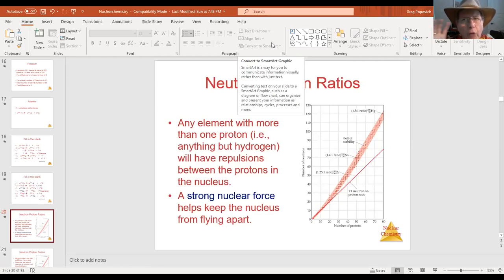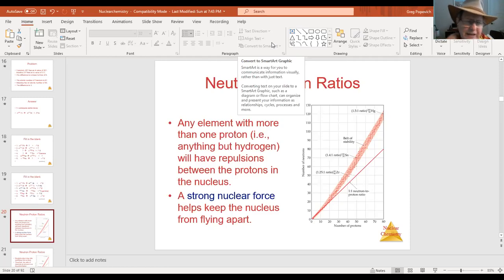Since some of that mass has to be converted to energy to keep the nucleus together, if we add up the total number of protons and the total number of neutrons, it will never equal the atomic weight of the isotope, because some of that energy is transferred over into keeping the nucleus together.